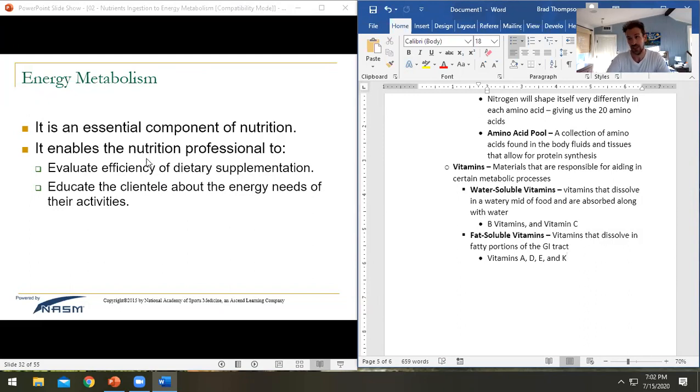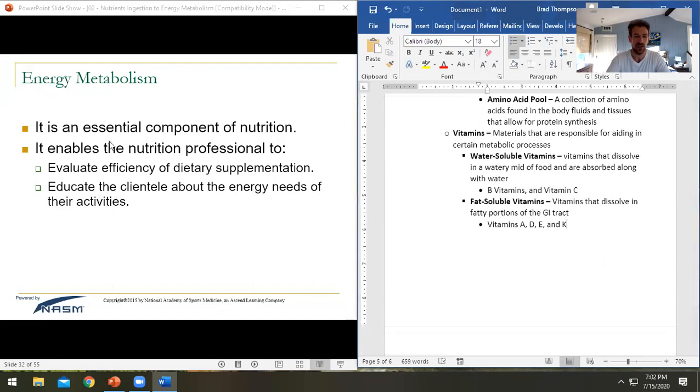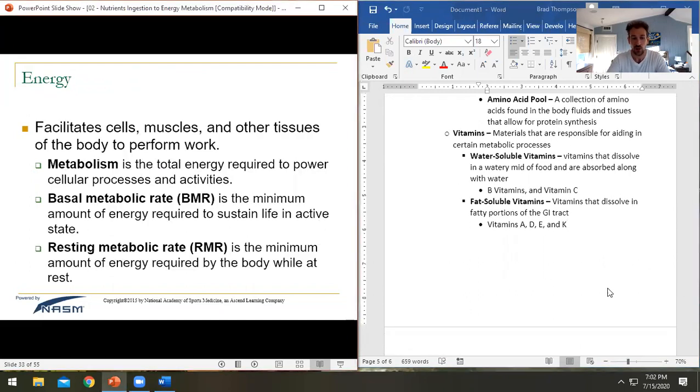So energy metabolism, obviously a big important part of nutrition, right? We cannot produce metabolism without all of this stuff that we've been talking about until now. And so first we've got to label out the largest version here.